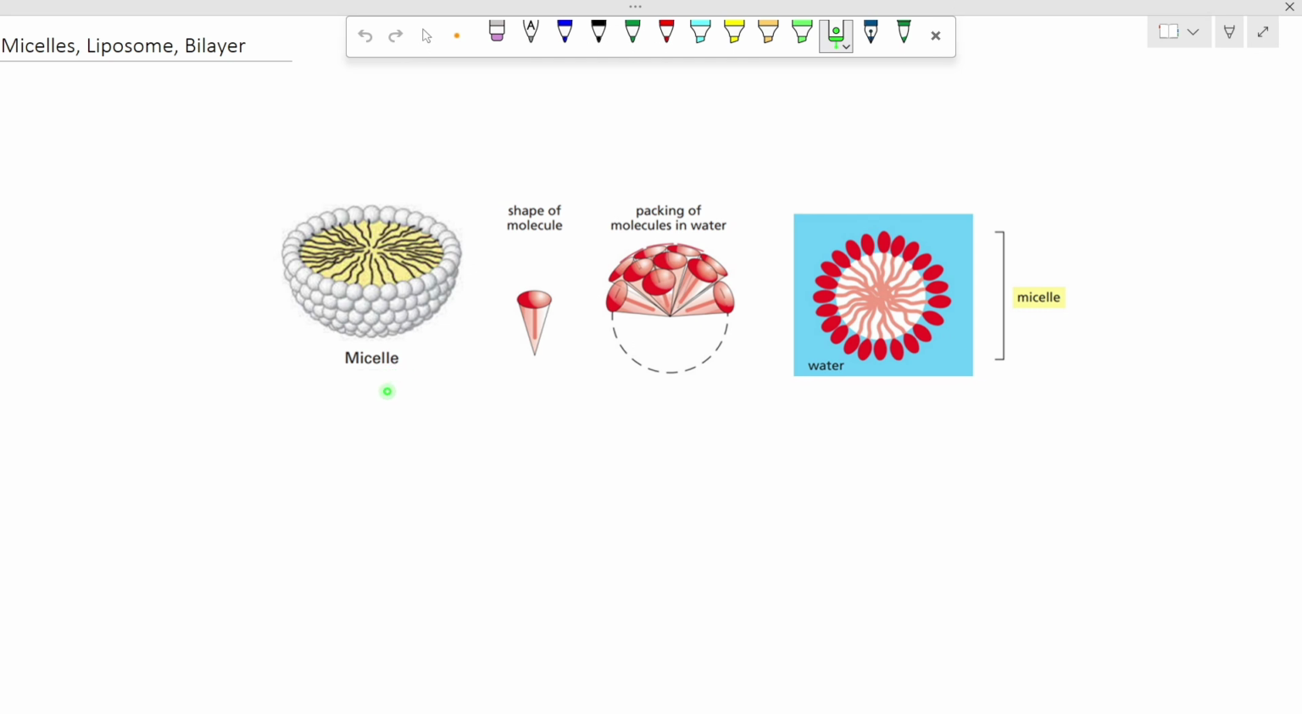In the micelle, the lipids present contain only one fatty acid chain. Micelle is monolayer in nature. And so if you take lipids in an aqueous solution, and those lipids contain a single fatty acid chain, then they can form micelles.